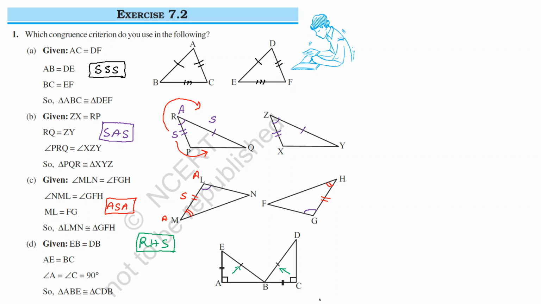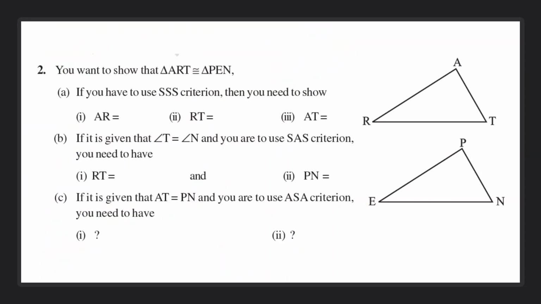So in this way, we can utilize those congruence criteria to prove a pair of triangles congruent without knowing all the properties of those pair of triangles. Moving on to the next question.